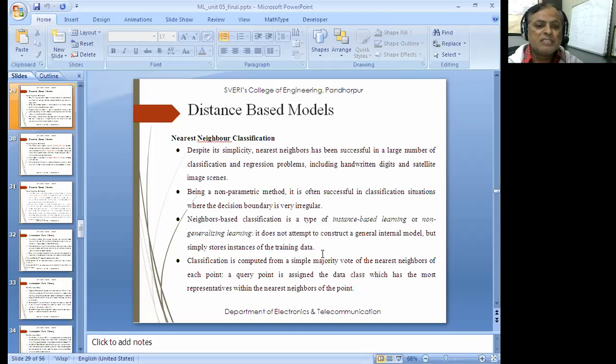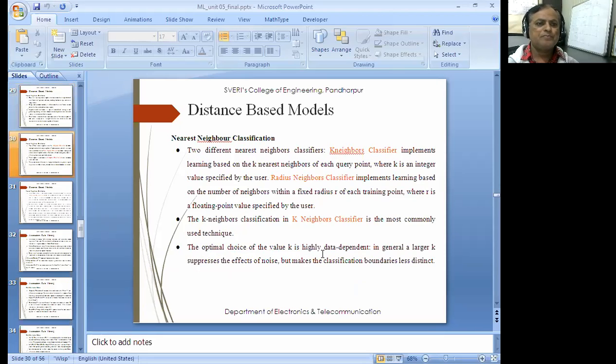Neighbors based classification is a type of instance based learning and non-generalized learning. It does not attempt to construct a general internal model but simply stores the instances of the training data. As I mentioned, it will go to the training data, store the instances, and later retrieve them and test again. So this is the speciality of KNN. The classification is computed from a simple majority vote of the nearest neighbors of each data point; a query point is assigned the data class which has the most representatives within the nearest neighbors of the point.